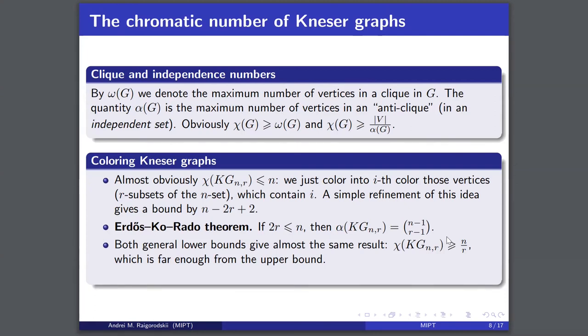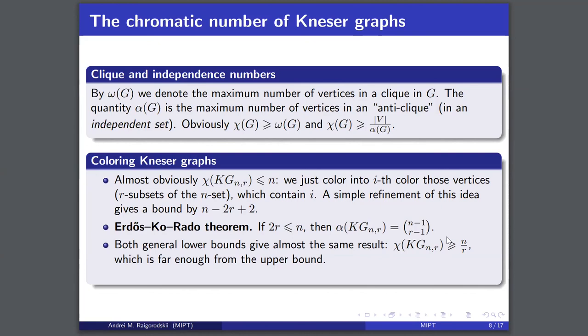So we know that alpha of KG(n,r), due to Erdős-Ko-Rado, is exactly equal to n minus 1 choose r minus 1. So the general bound, the cardinality of V over alpha, equals n choose r over n minus 1 choose r minus 1. What is it? This is n over r. Here you have n factorial, here you have n minus 1 factorial, so the ratio is equal to n. Here you have r factorial, and this r minus 1 factorial goes to the numerator. So this is n over r. But as you remember, it's possible to put the integer part here. So in fact, this general bound gives such a result.